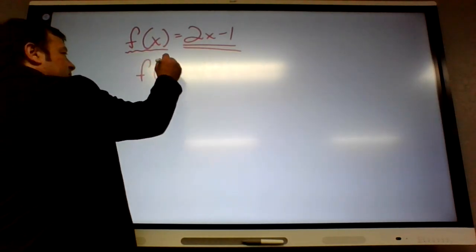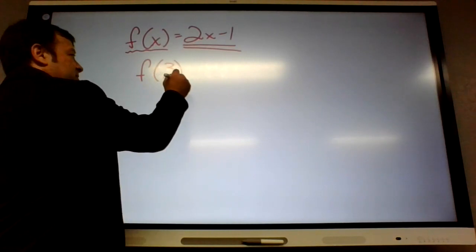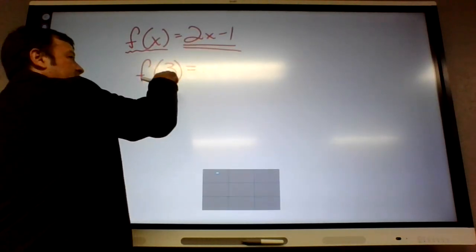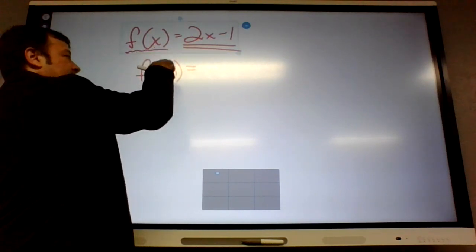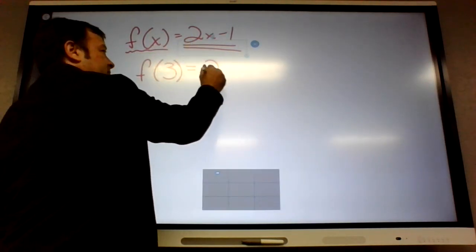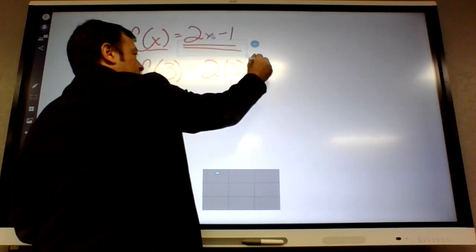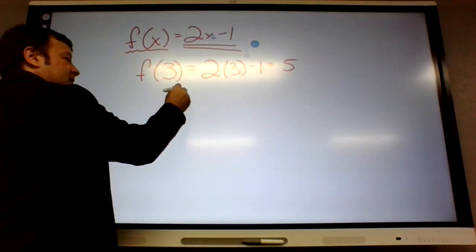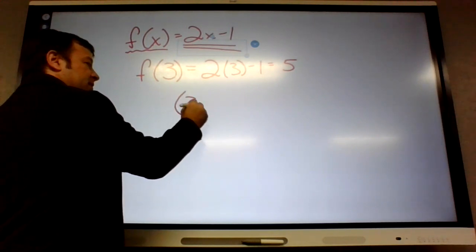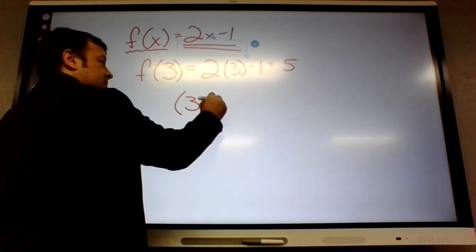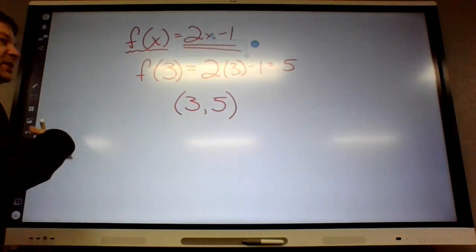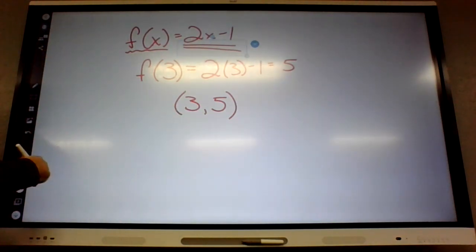So we talked about like if they say what's f of 3, that means if I put 3 in for x, if I replace the x value with 3, then I would get 2 times 3 minus 1, and that'd be like 5. That's the same thing as saying when x is 3, the function value is 5. So we could graph that, just like we did yesterday. It's kind of repeated from yesterday.